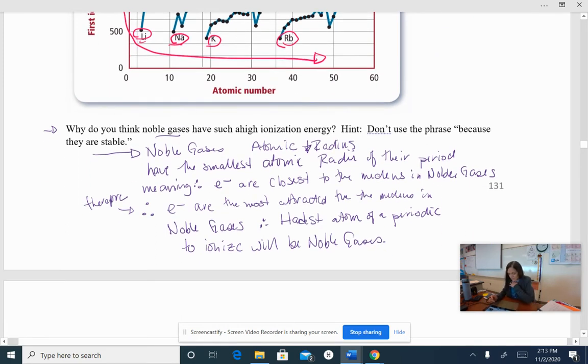All right, I'll give you a minute to write that all down. So just because the radius is the smallest, that means the electrons are the closest to the nucleus, therefore they are the most attracted to the nucleus when we get to the noble gases, meaning they're the hardest to pull away. That means the noble gases are the hardest to ionize in any group.